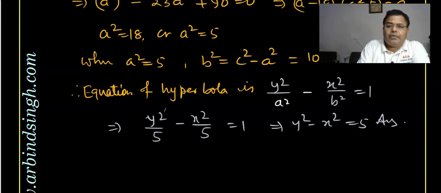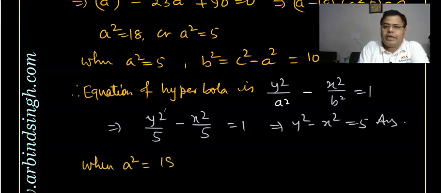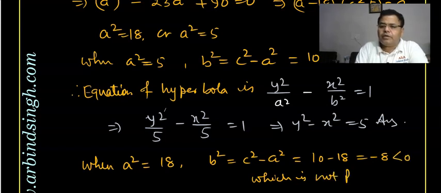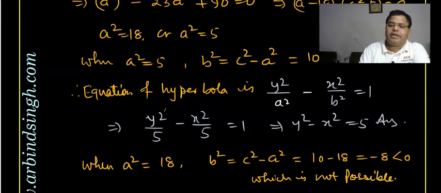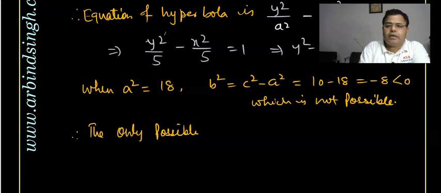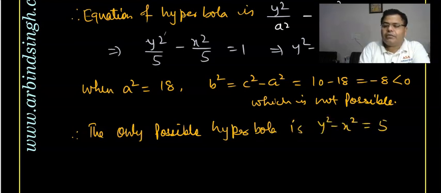Now the next thing is, when a square is equal to 18, then b square is equal to c square minus a square, that is 10 minus 18, which is minus 8. B square is minus 8, which is not possible, because b will be imaginary. B square cannot be less than 0. So the only possibility is that the equation of hyperbola is y square minus x square is equal to 5. So that will be the answer. Therefore, the only possible hyperbola is y square minus x square is equal to 5.